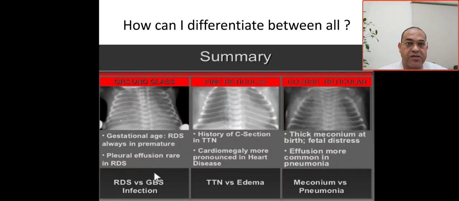RDS versus GBS. So if you see an X-ray with a ground glass appearance, immediately put your differential diagnosis as RDS and GBS. What is the meaning of ground glass appearance? It means the air space is atelectatic or replaced with exudate or transudate. So the ground glass appearance is diffuse haziness.